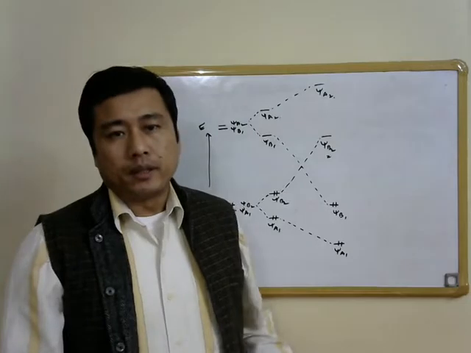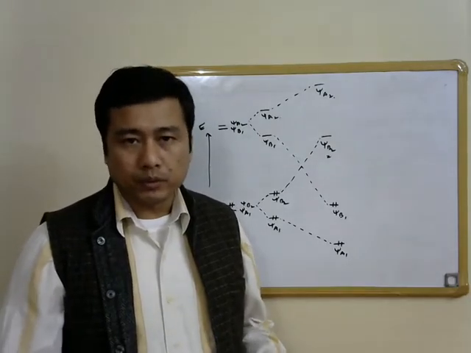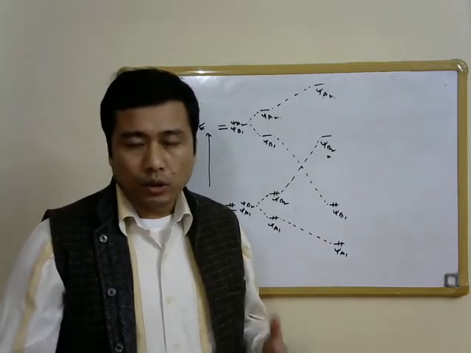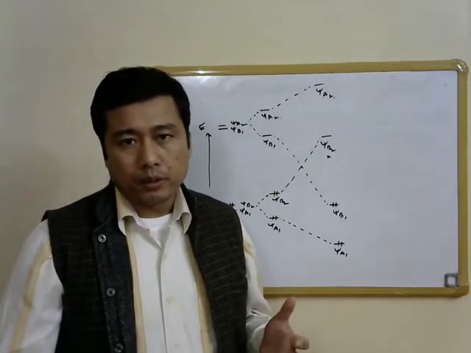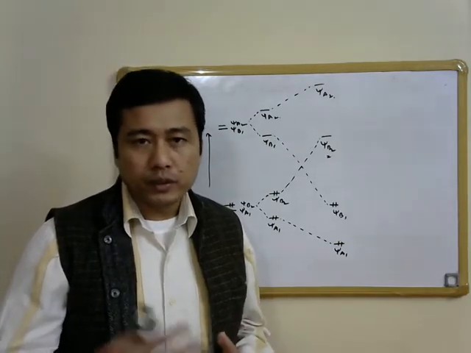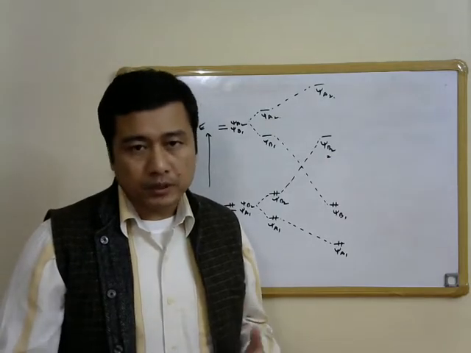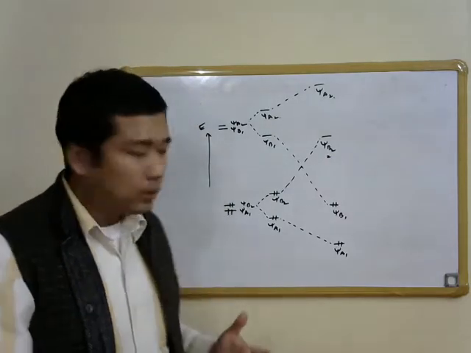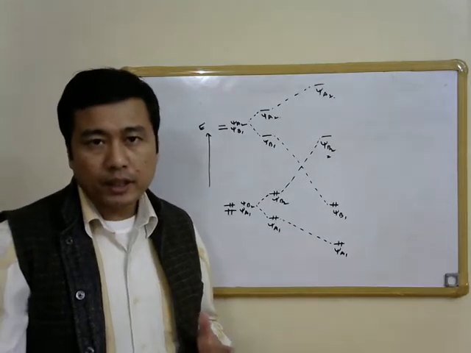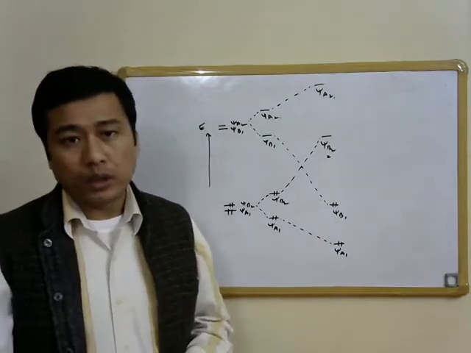We have been discussing the Woodward-Hoffmann rule, and we have so far derived the orbital correlation diagram for dimerization of olefin leading to the formation of cyclobutane, and we have seen how we can find out that this reaction, that is the dimerization of olefin, is thermally forbidden just by looking at the orbital correlation diagram.